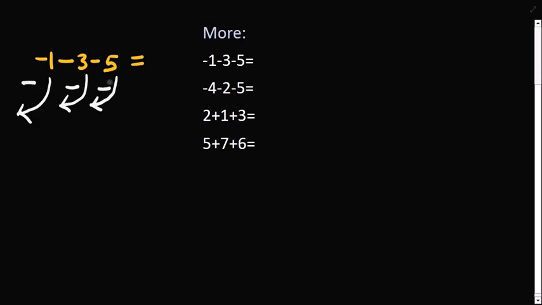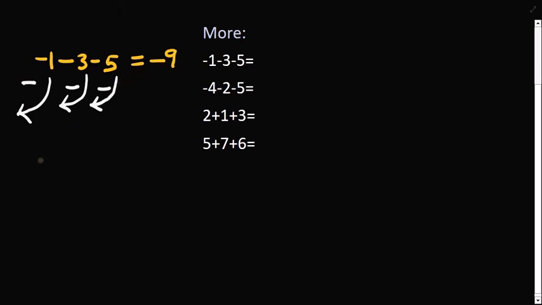Since all these numbers have same signs, what do we do? We simply add them and keep the sign. 1 plus 3 is 4, and 4 plus 5 is 9. But do well to remember to add your negative, so we have a negative 9.